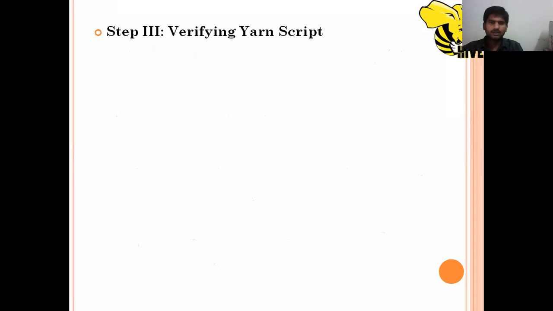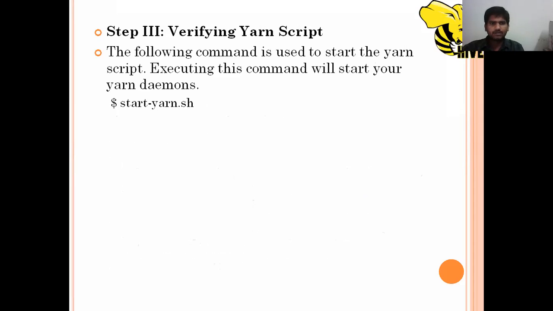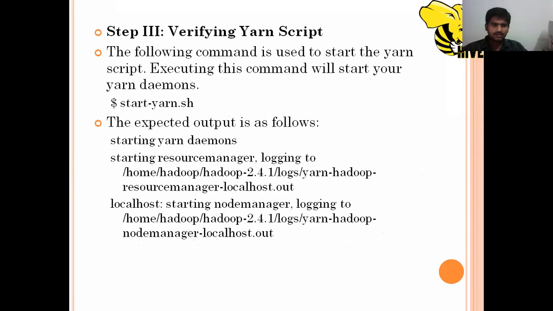Then verifying the YARN script, how will it be? The following command is used to start the YARN script. Executing the command, we will run the YARN daemons. So start-yarn.sh, and the expected result looks like this. It shows starting the resource manager, the node manager, all those things one by one.